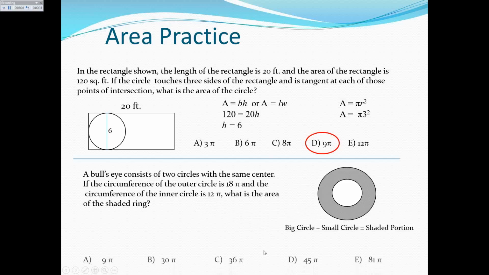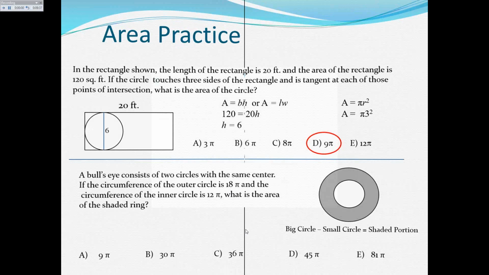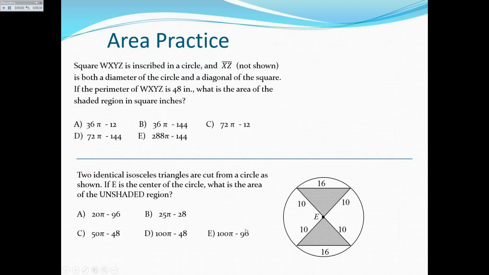I'm going to leave you to do the math. Another area practice, we have square WXYZ inscribed in a circle.